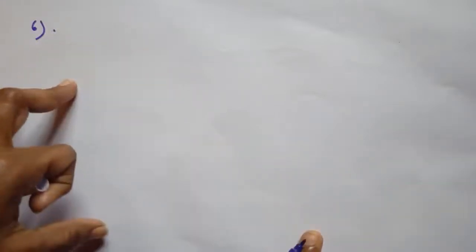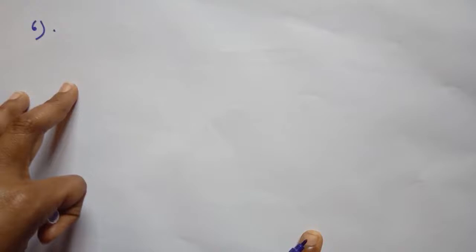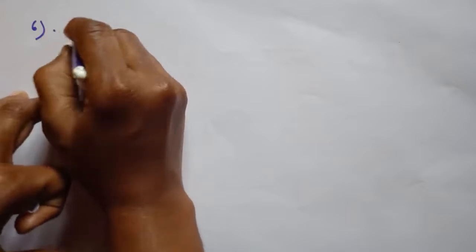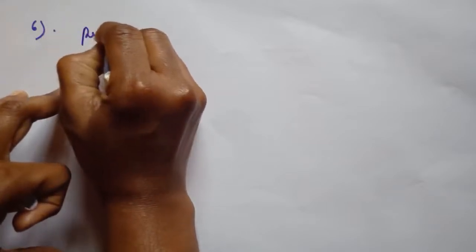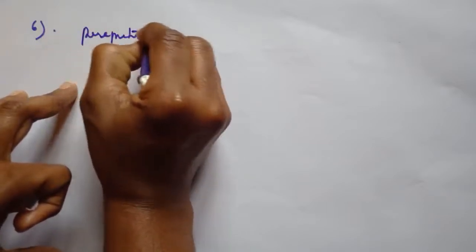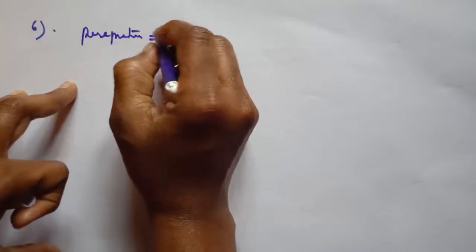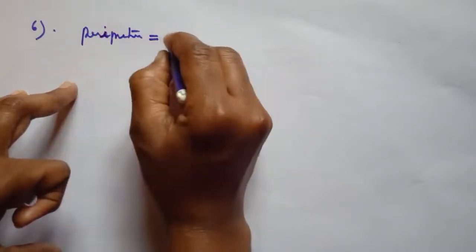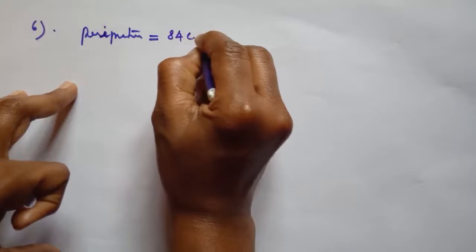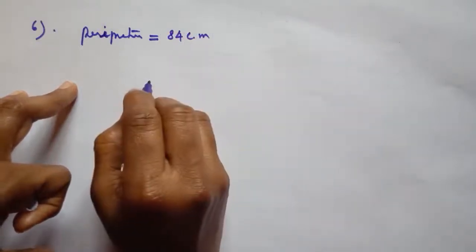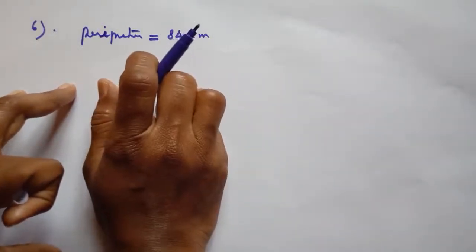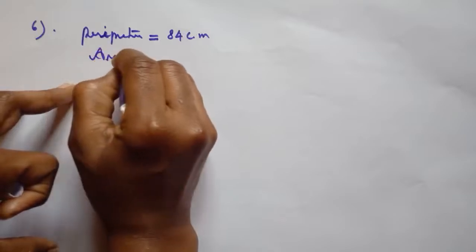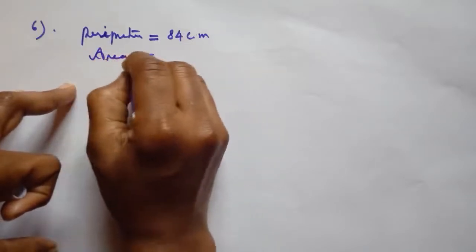Then now let's move to the sixth question. Find the area of a square whose perimeter is 84 centimeter. Here the perimeter is given. So perimeter is equal to 84 centimeter. We have to find the area of a square.